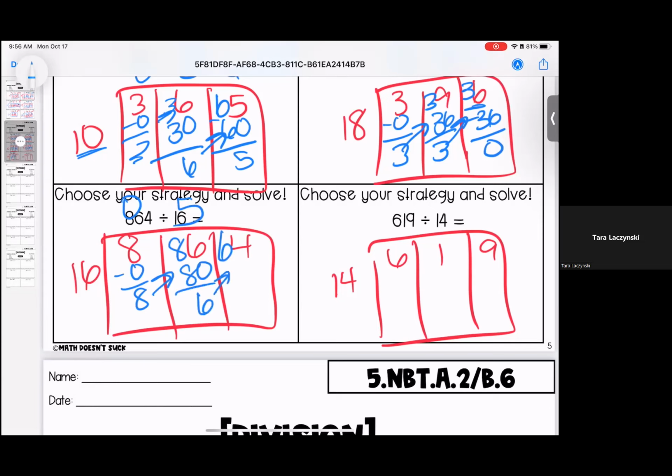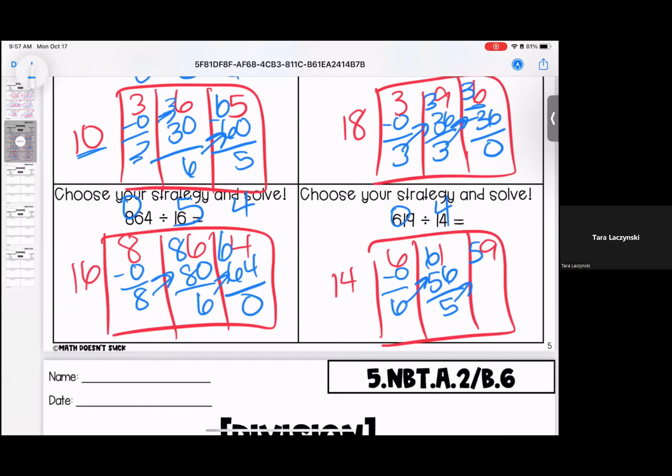Subtract for 6. Bring it next door. 16 is going to go into 64 4 times on the nose with nothing left over. My answer is 56. Moving on to the last one, 14 does not go into 6, but it does go into 61. I'm going to say that it goes in 4 times, which gives me 56.